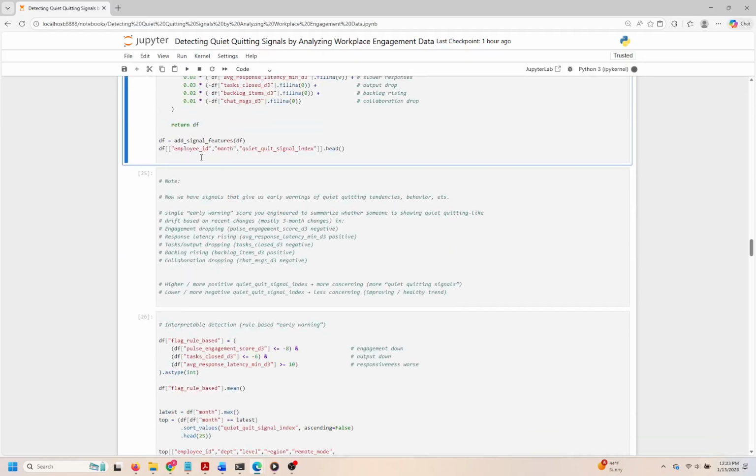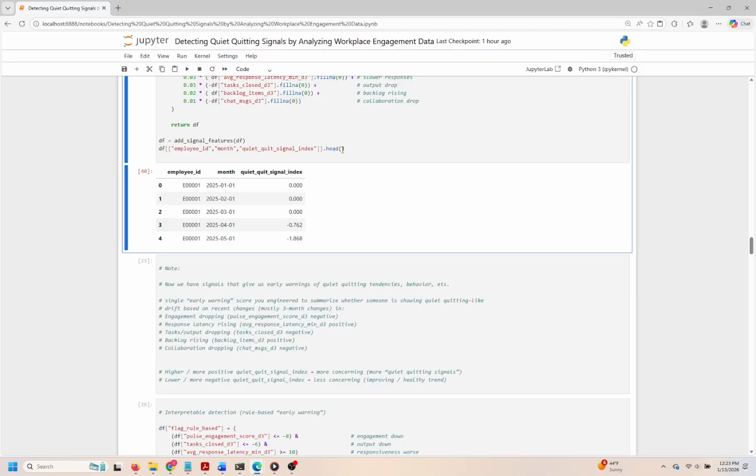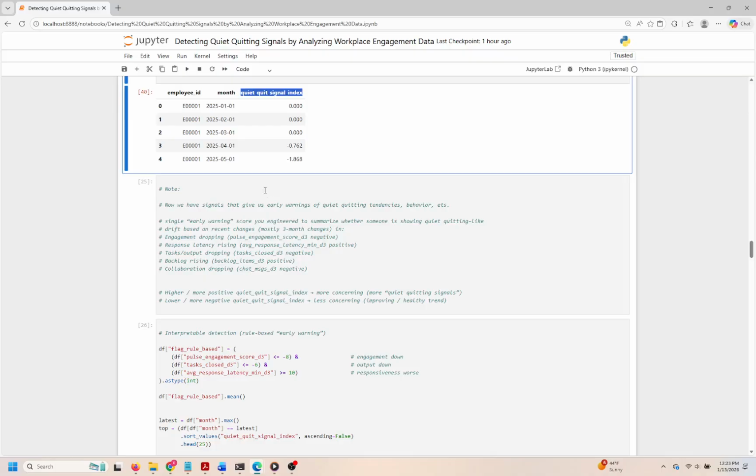Cell 7. In this cell, we're crafting a crucial metric known as the Quiet Quit Signal Index, designed to provide a swift evaluation of an individual's shifting engagement at work. This is particularly important as quiet quitting has widespread implications for team dynamics and productivity. By synthesizing trends over the past 3 months, we aim to distill various behavioral signals into a single score that reflects an employee's potential disengagement.